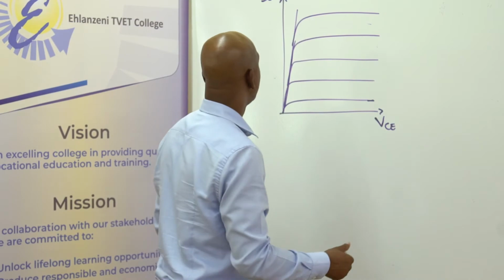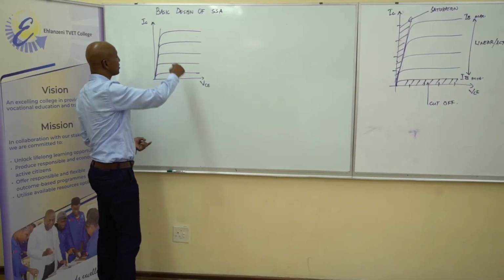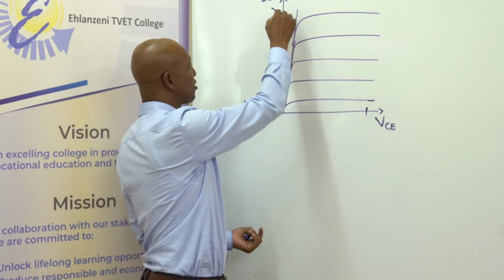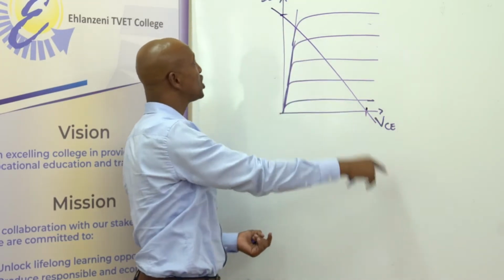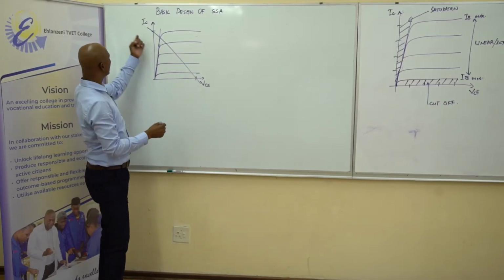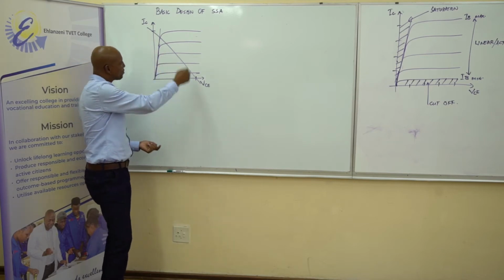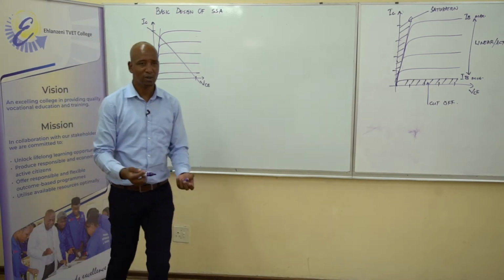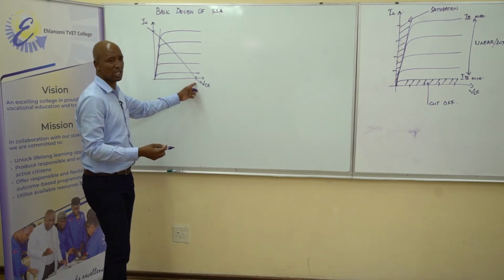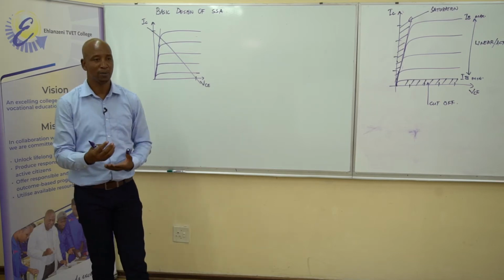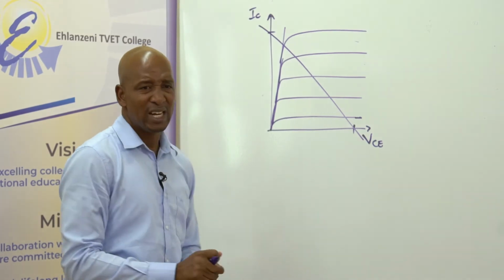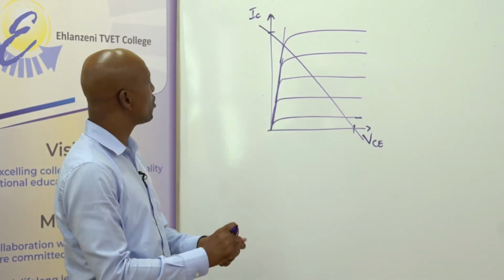Now, there is this line which I have said is a load line. It is a relationship between these two values. This will tell us the parameters, or the expected values, of the current at a given voltage. So it is the ratio of the relationship between those two values. Now, let's see how we draw a DC load line.